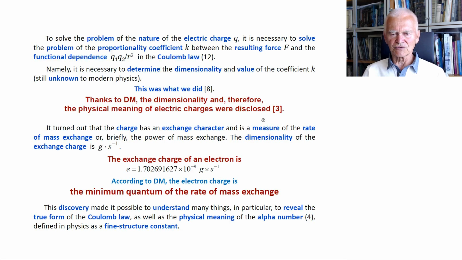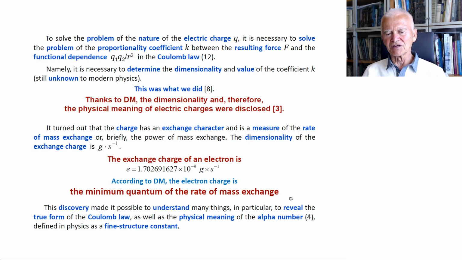It turned out the charge has an exchange character and is a measure of the rate of mass exchange, or briefly the power of mass exchange. The dimensionality of the exchange charge is gram per second. The exchange charge of an electron is 1.7 etc. multiplied by 10 to the power minus 9 gram per second. According to the dynamic model, the electron charge is the minimum quantum of the rate of mass exchange.